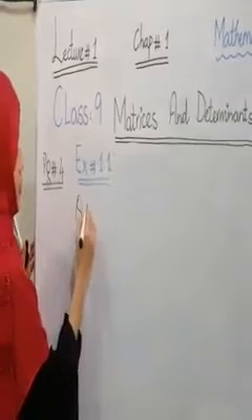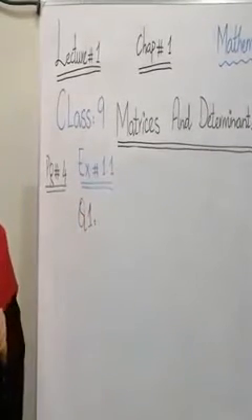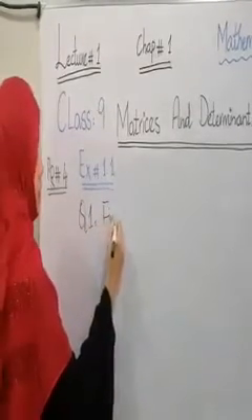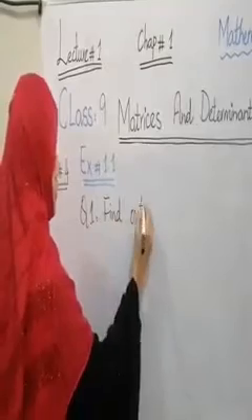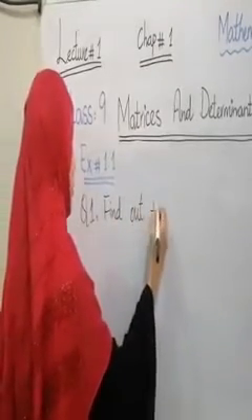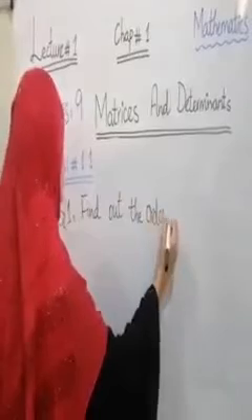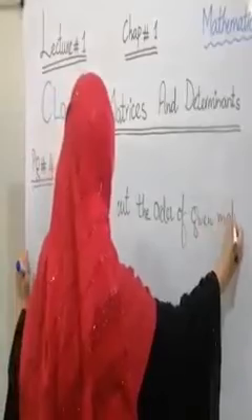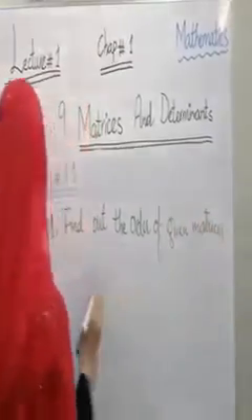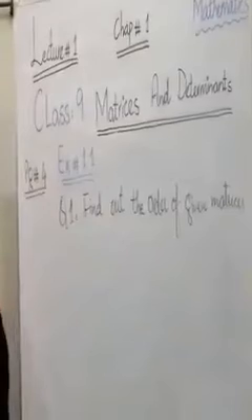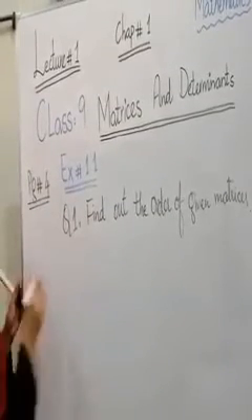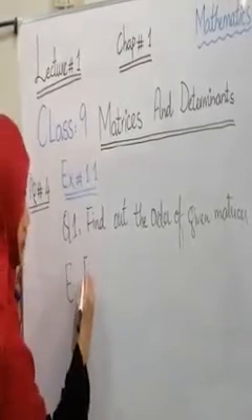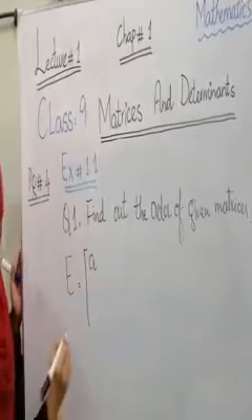Okay, we have question number 1. Find out the order of the following matrices. We have to find out the order of the given matrices. Here we have E. Let's take question E.